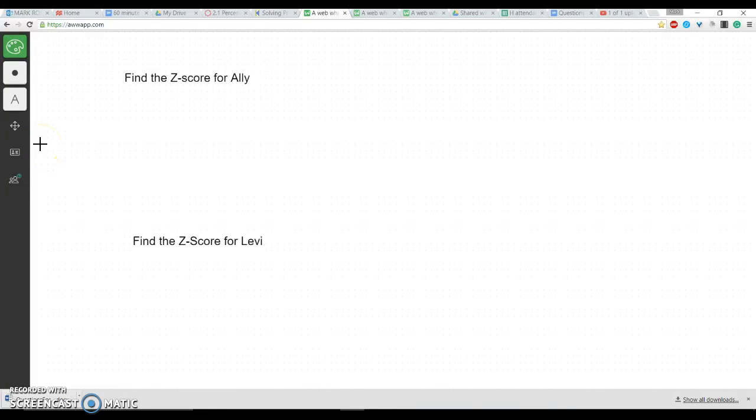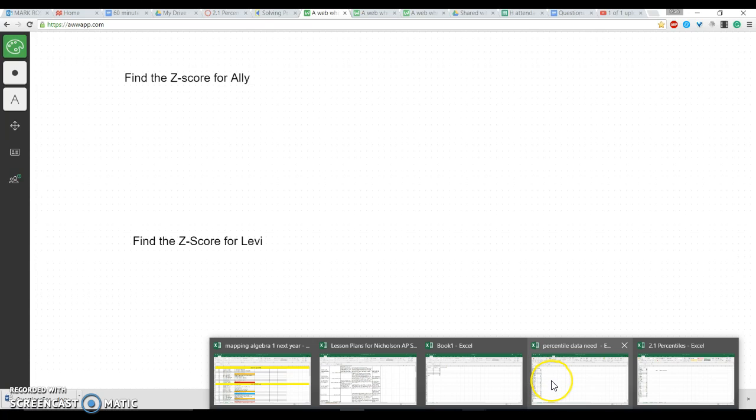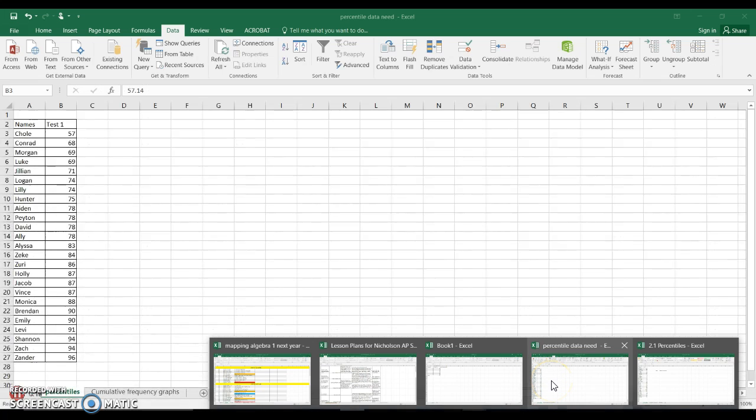Okay, so here's the last thing we're going to learn how to do. We're going to learn how to calculate z-scores. And so my two questions are: find the z-score for Allie and find the z-score for Levi. So we're going to go back over to our sheet so we can find who those people are.